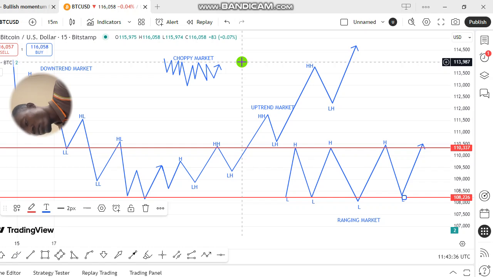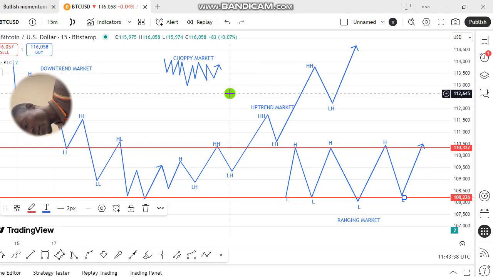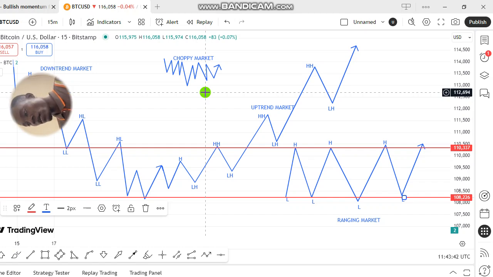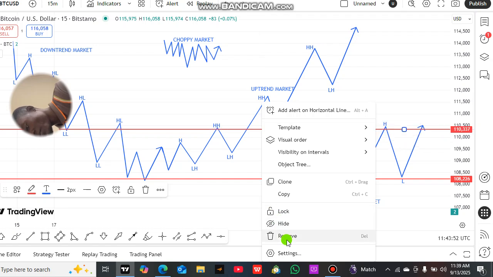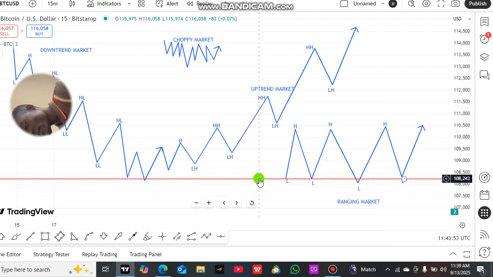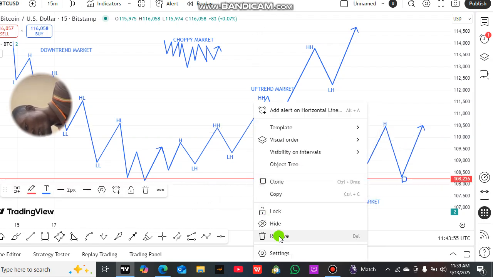So you don't trade a choppy market. You have to avoid it until you see the market trending. And once the market starts trending, then you can start making your trading decisions. So guys, those are the three main types of market structure we have on the forex market, and that is how we trade them.